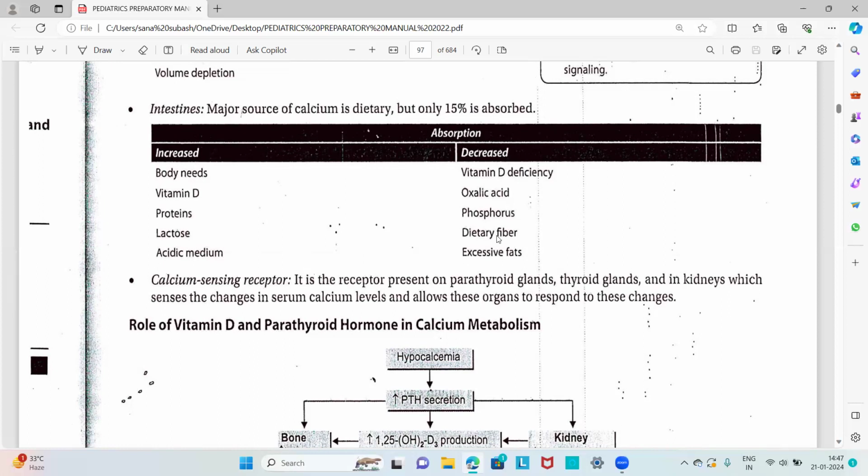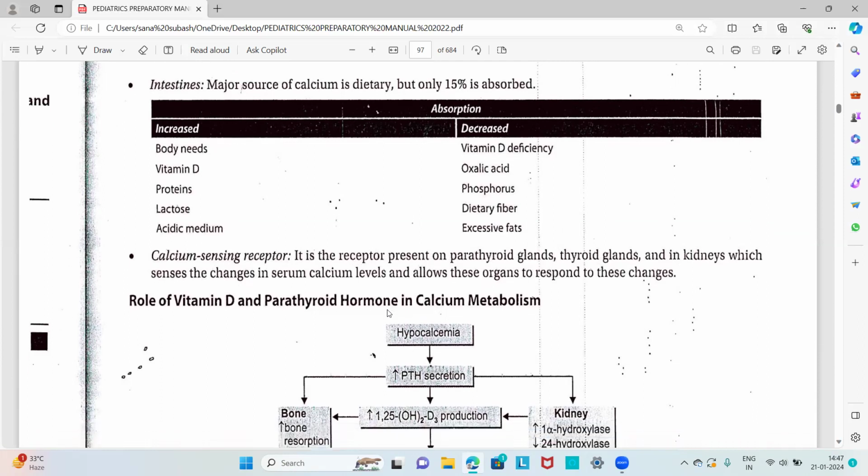Then phosphorus, dietary fibers, and excessive salts result in decreased absorption of calcium from the intestine. And the calcium sensor receptor is the receptor present on the parathyroid gland, thyroid gland, and kidneys, which senses changes in serum calcium levels and allows these organs to respond to these changes.